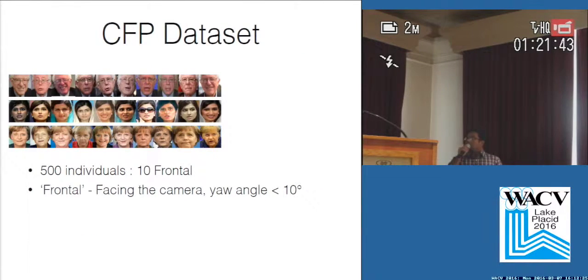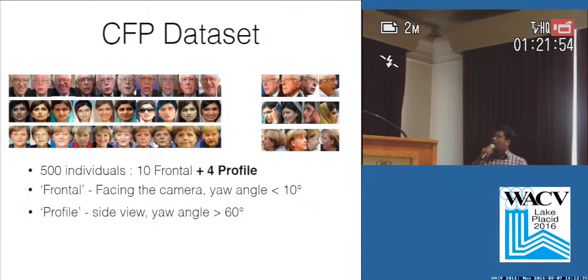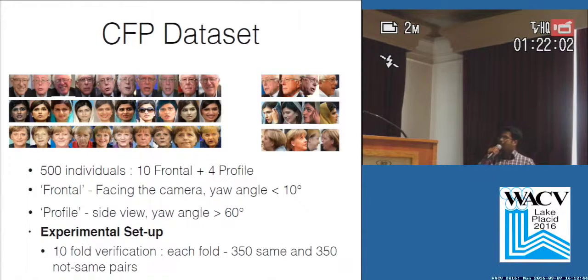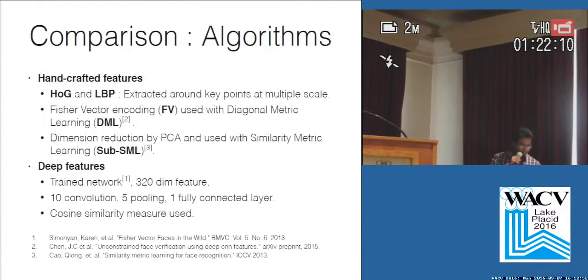This dataset contains images of 500 individuals with 10 frontal images. We define frontal as facing the camera, or the yaw angle being less than 10 degrees. We have 4 profile images per person, where we define profile as side view, and the yaw angle is more than 60 degrees. The experimental setup is the same as LFW. We have a 10-fold verification problem with 350 same and 350 not-same pairs in each fold.